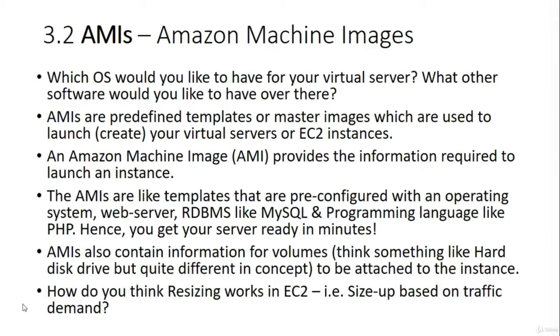AMIs also contain information for volumes. You can think of volumes as a hard disk, in a not so strictly technical sense. And in EC2, or in the language of AWS, we call it EBS. We will see more about it later.